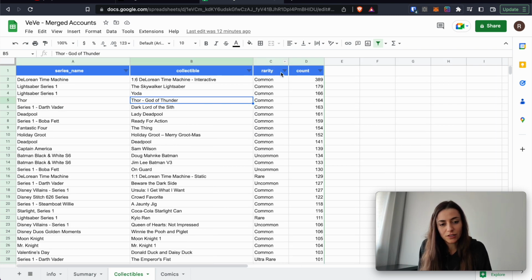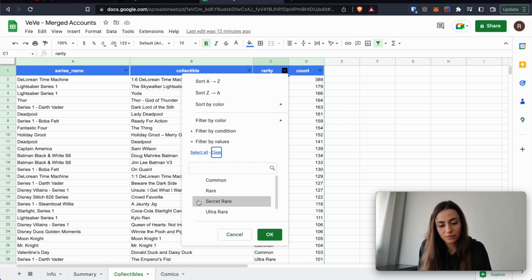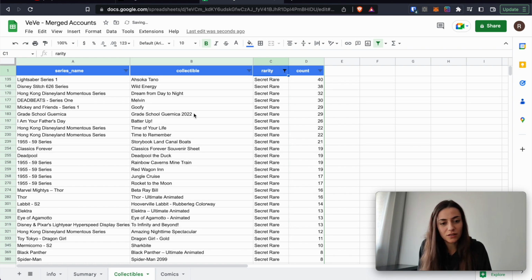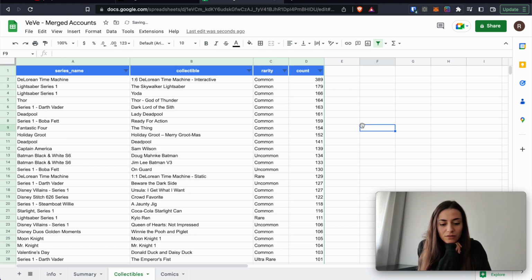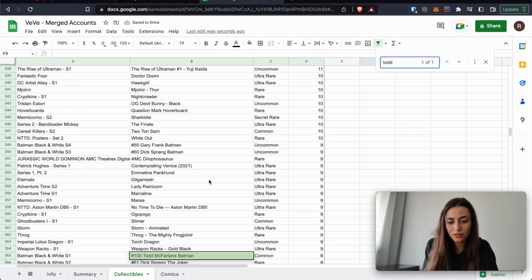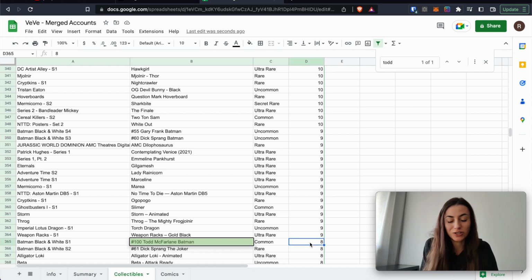Then we can filter, maybe look at which were the main secret rares that were transferred. So we had 40 of the lightsabers, the Stitch secret rare, I think this is one. This is a poster. Goofy from the Disney, also lenticular cards, I think. So 29 of them. Maybe you are interested. Let's look at some of our grails, maybe. Select all and look for Todd. So we see that only 8 Todds were transferred so far from inactive wallets to active wallets.